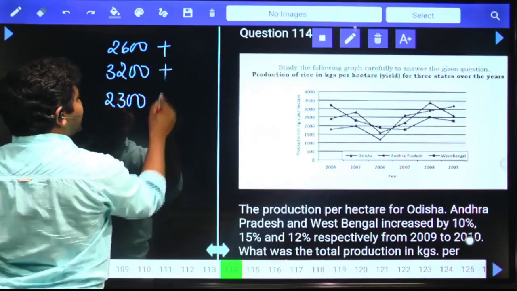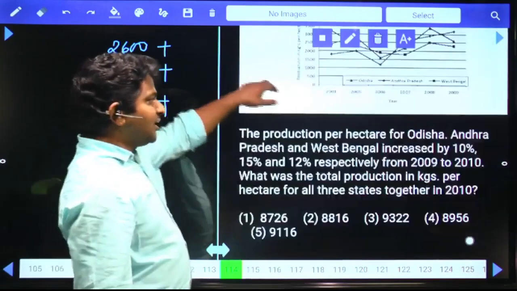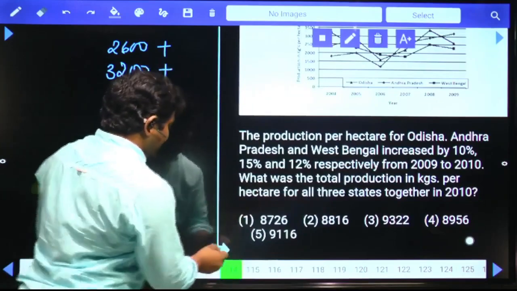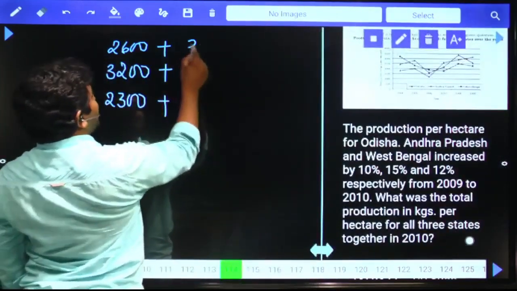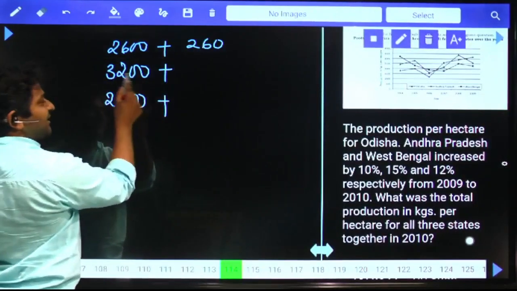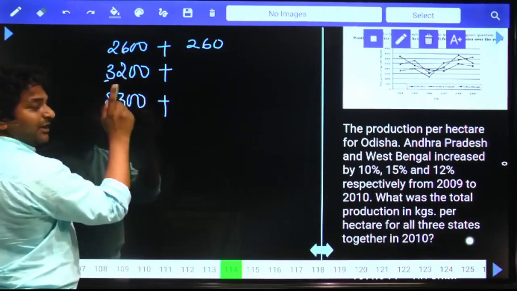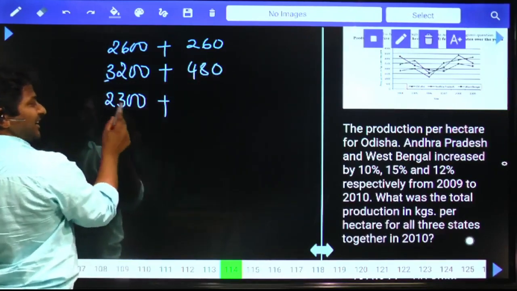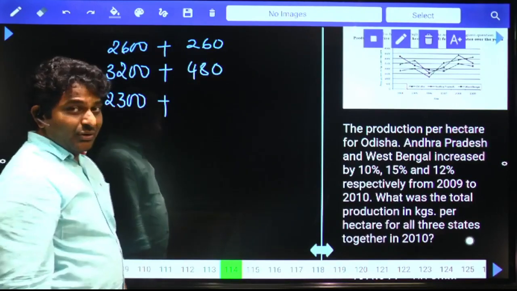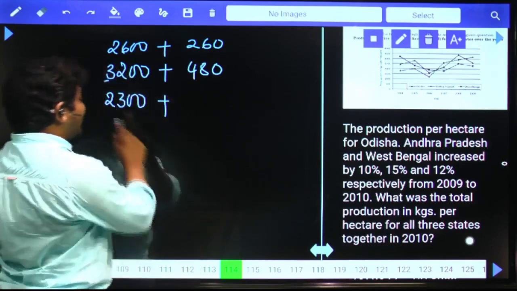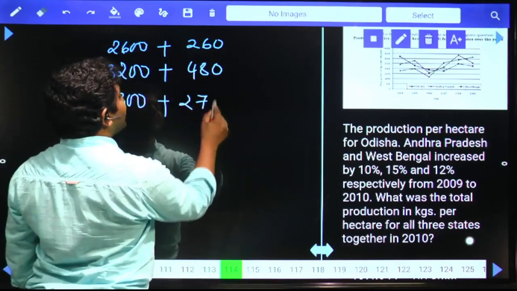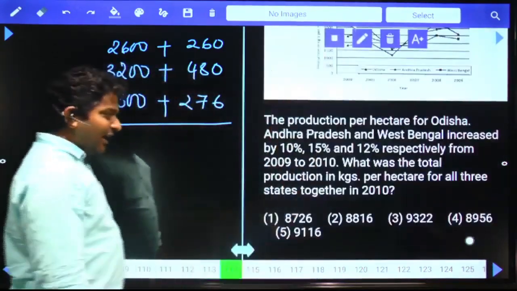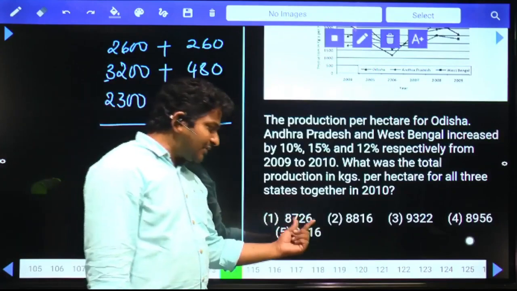Now Odisha increased by what percentage? Odisha, Andhra Pradesh, West Bengal, same order we have 10, 15, 12. 10% of 2600 is 260. 15%: 10% is 320, 5% is 160, 480. 12%: 10% is 230, 2% is 46, 230 plus 46 is 276.